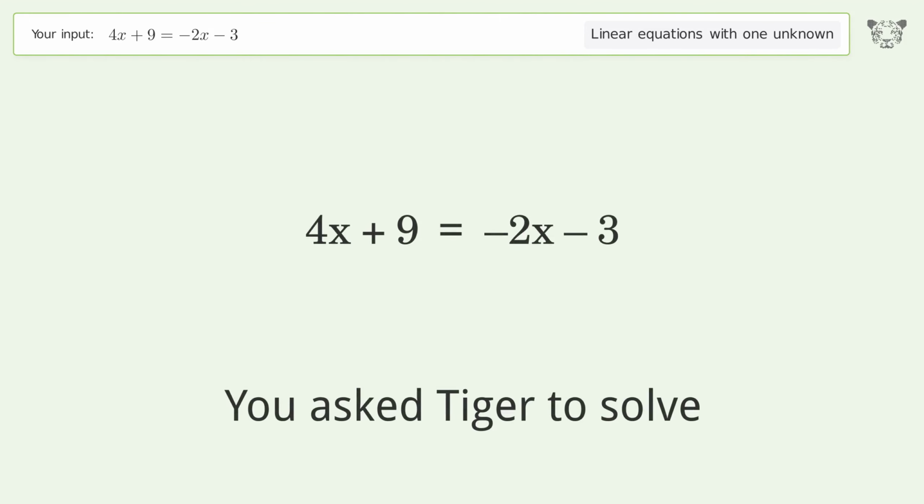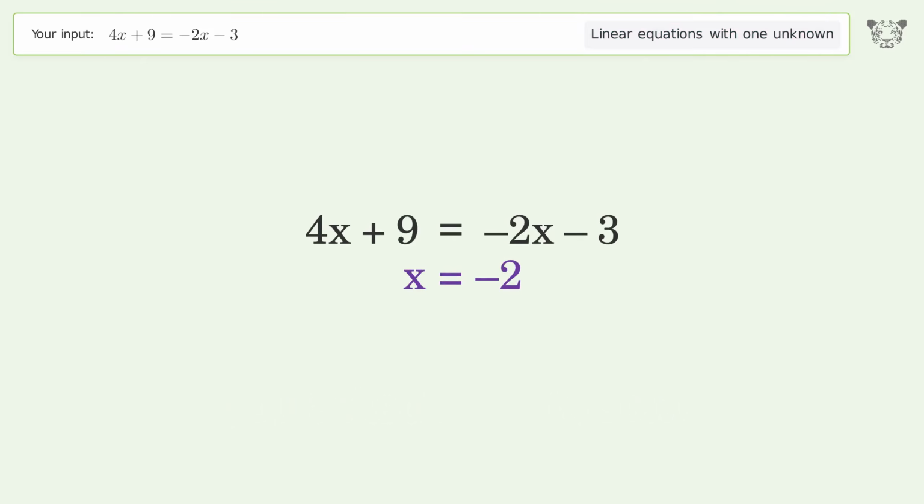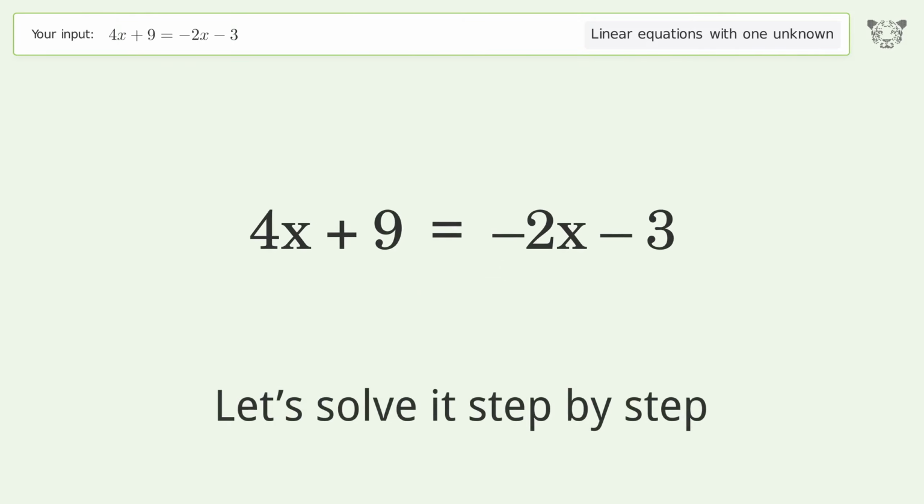You ask Tiger to solve this. It deals with linear equations with one unknown. The final result is x equals -2. Let's solve it step by step.